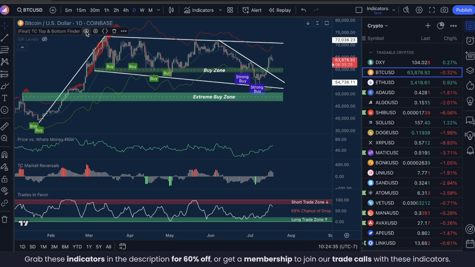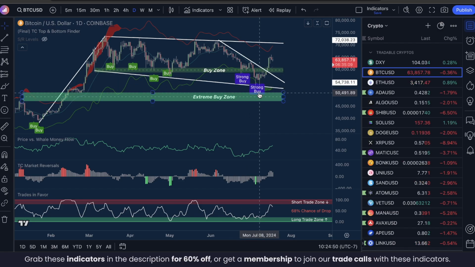So the things that you guys need to look for is a strong buy or buy signal from the top and bottom finder. I think we have over 1,700 downloads on this. It has done very, very well for our members, and it is what we use mainly to get into trades. This is the first thing we check.